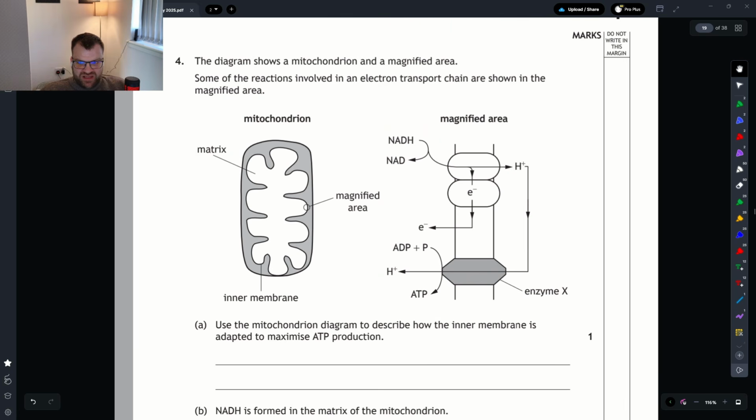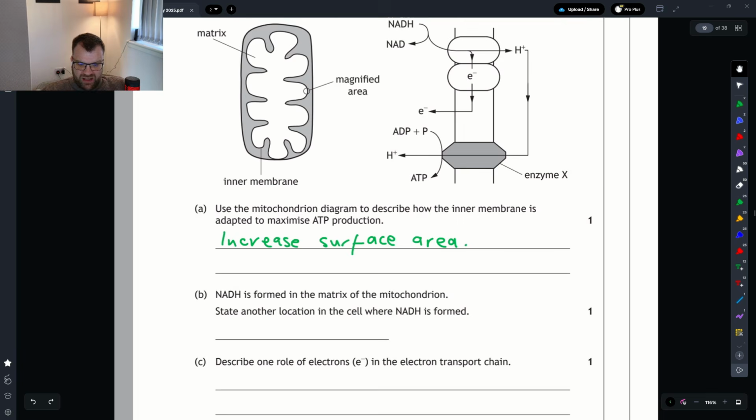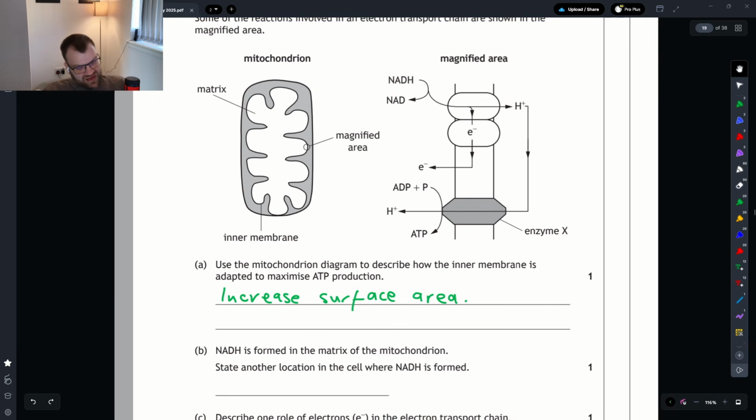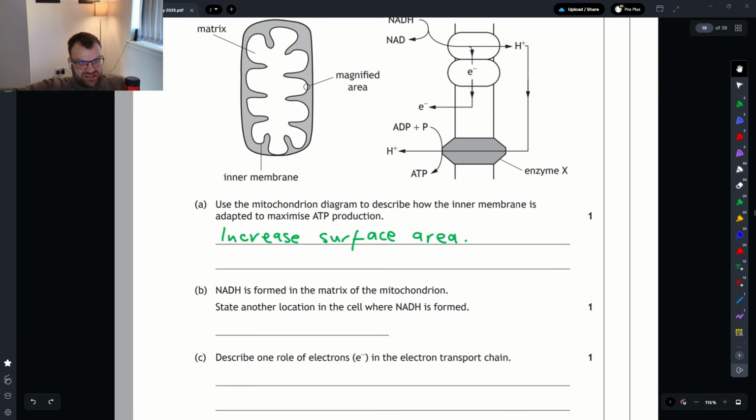And this next one, we're onto the electron transport chain of respiration. Use the diagram to explain how the inner membrane is adapted to maximize ATP production. Well, you've got all the little folds, a quite large surface area. That's going to increase the reaction and make everything happen more quickly. NADH is formed in the matrix, so that's the middle section. That's the citric acid cycle. Name another location in the cell where NADH is formed. Well, NADH is used at the end, in the electron transport chain of the inner membrane, so it's not that. It's made in the first stage, glycolysis, which happens in the cytoplasm.